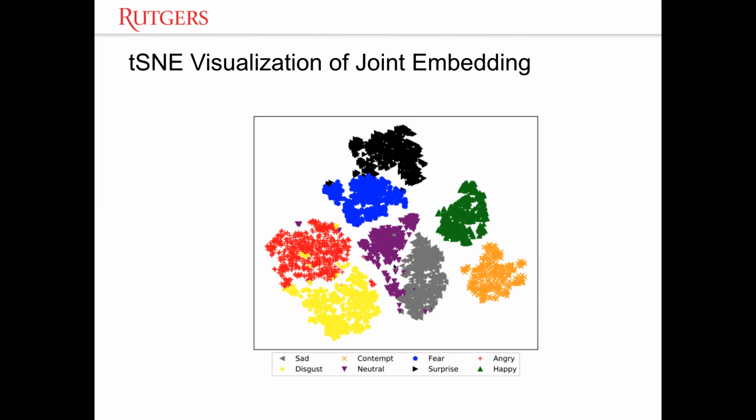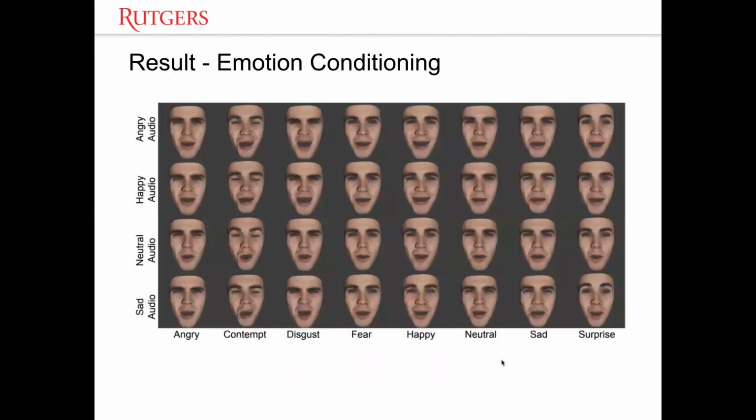And this is neutral. Well, what is this? Oh, neutral is close to sad. Geometrically, disgust is kind of close to angry. Well, this is aligned with our perception, disgust and angry. Angry and disgust look pretty similar.